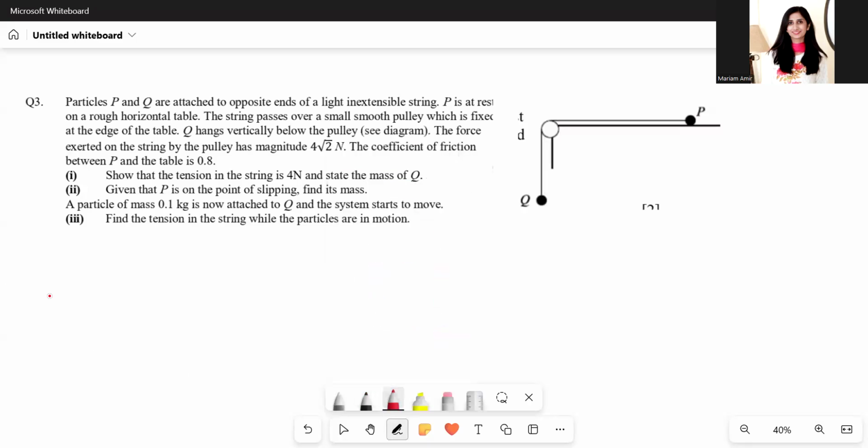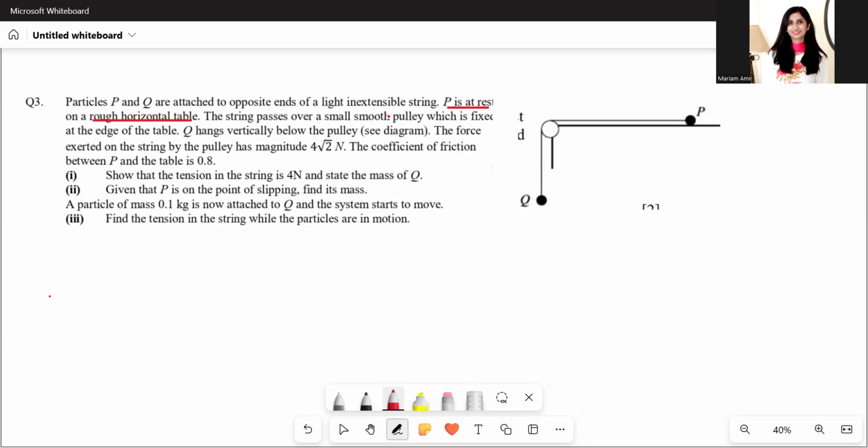Particles P and Q are attached to opposite ends of a light inextensible string. P is at rest on a rough horizontal plane. The string passes over a small smooth pulley which is fixed at the edge of the table. Q hangs vertically below the pulley. The force exerted on the string by the pulley has a magnitude of 4 under root 2.